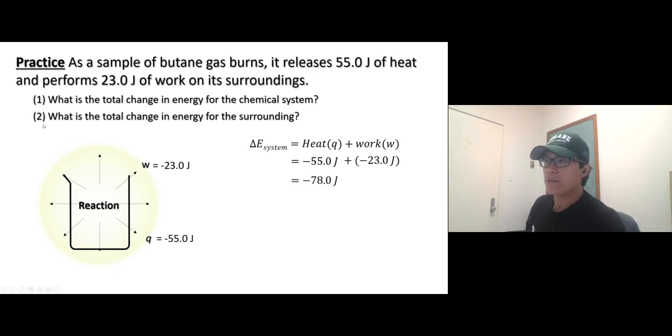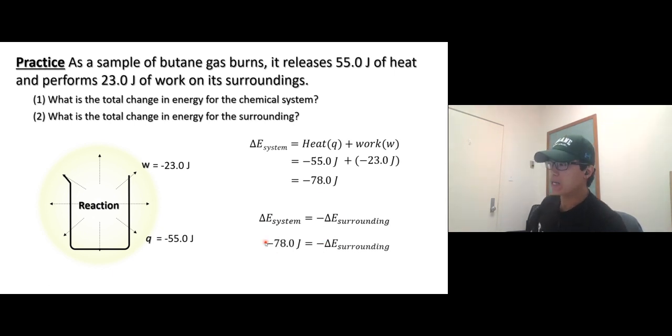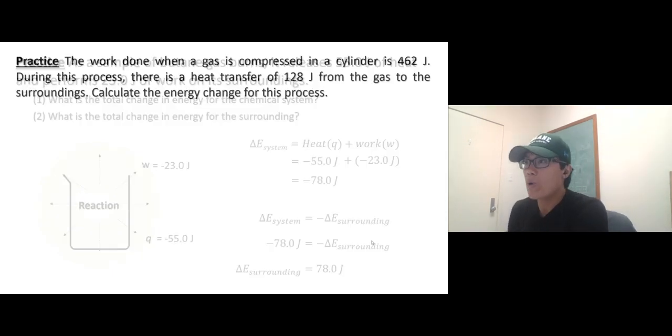Now, question number 2. What is the total change in energy of the surrounding? Well, one loses, the other one's going to gain. Right. So plug in here. So we have the first law of thermodynamics, the conservation of energy. Energy change, one loses, one gains. Plug in here, and negative, you get positive. So the surrounding gains energy. Okay. All right, one more.